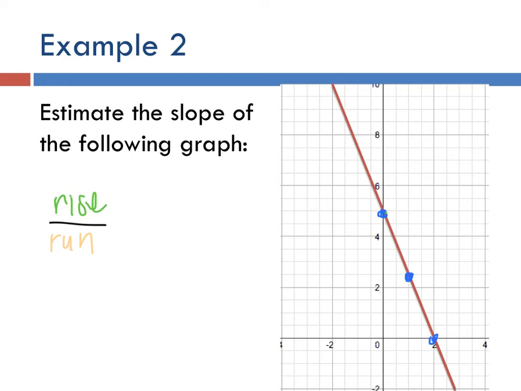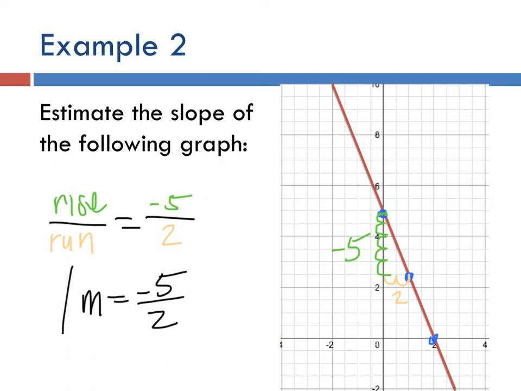You don't actually go up, you go down. So you go 1, 2, 3, 4, 5. So instead of rising positive 5, you rise negative 5. And how much do you run? 1, 2. This is still going to the right, so you run 2. What is your slope? You get rise negative 5, it's just saying going down, and run 2. So m equals negative 5 over 2. Put a box around that, and that's your answer.